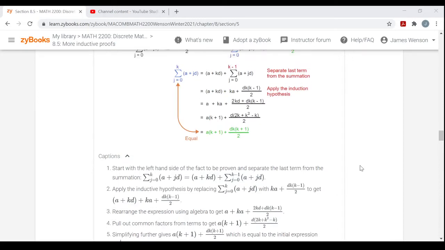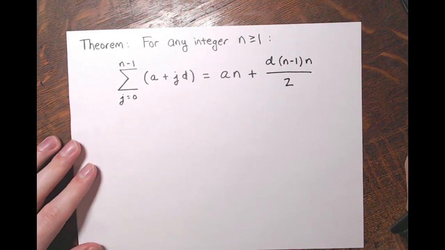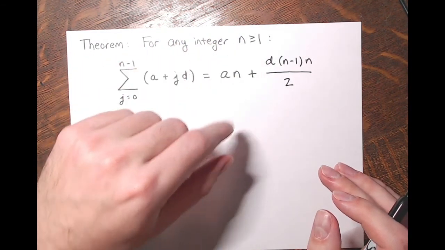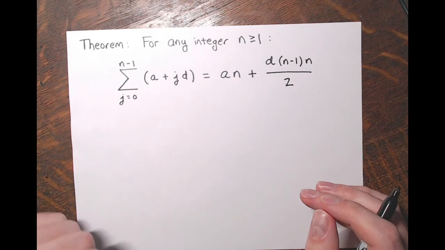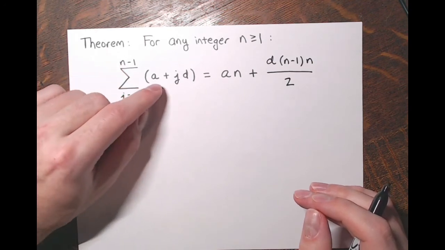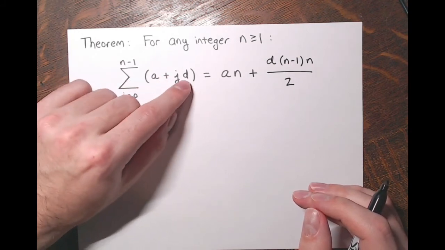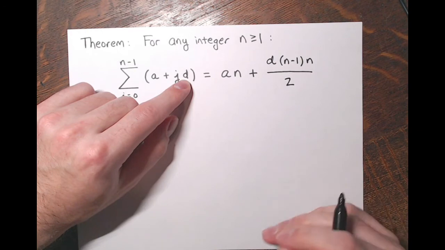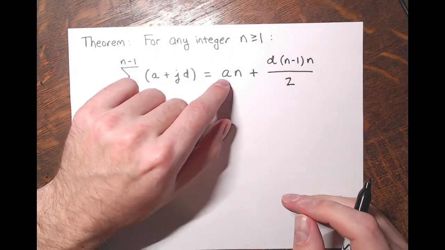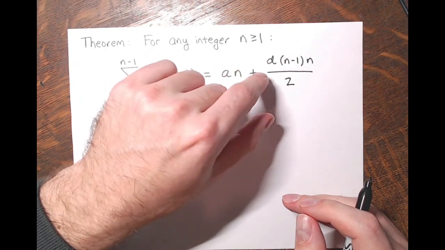I'll do it on paper though. So here we're asked to prove that, for any integer n greater than or equal to 1, so our base case is going to be when n equals 1, the sum from j equals 0 to n minus 1 of a plus jd, where a was the first term of the sequence that we're adding, and d was the common difference, that number you kept adding to get from one term to the next in an arithmetic sequence, will be equal to a times n plus d times n minus 1 times n in the numerator divided by 2.